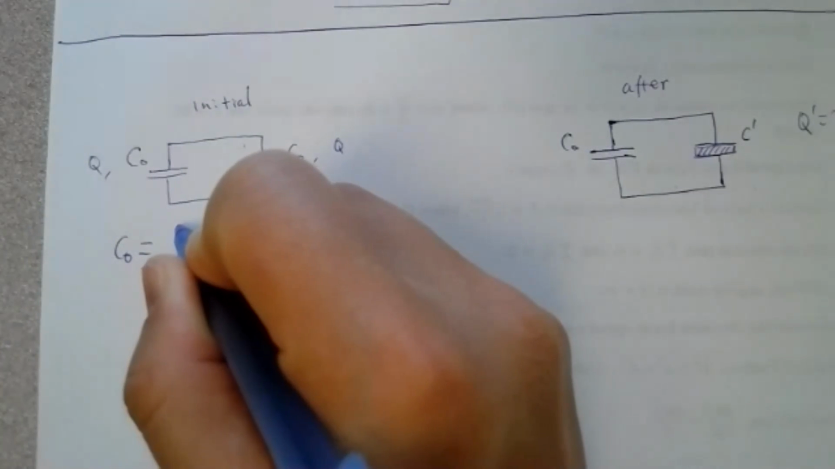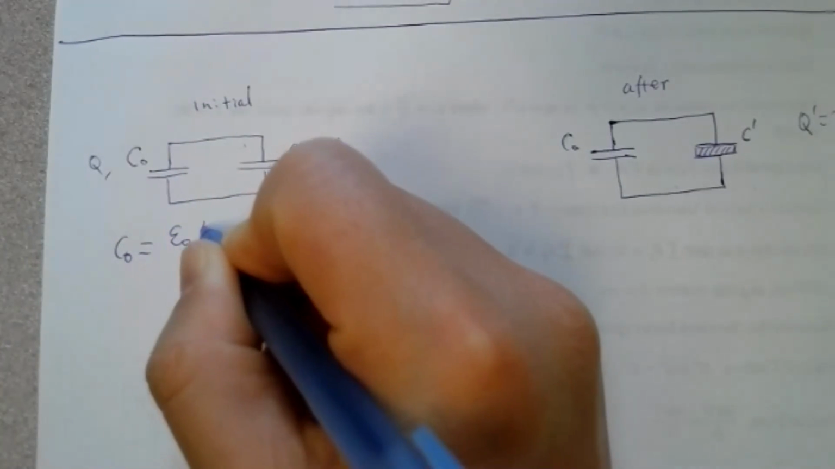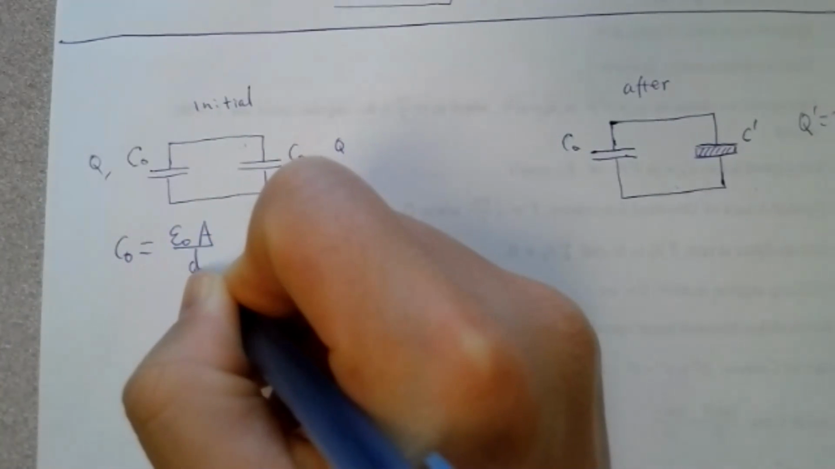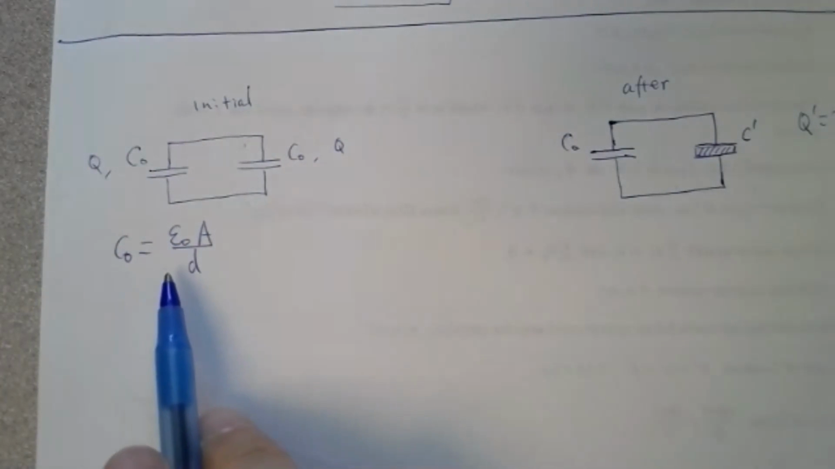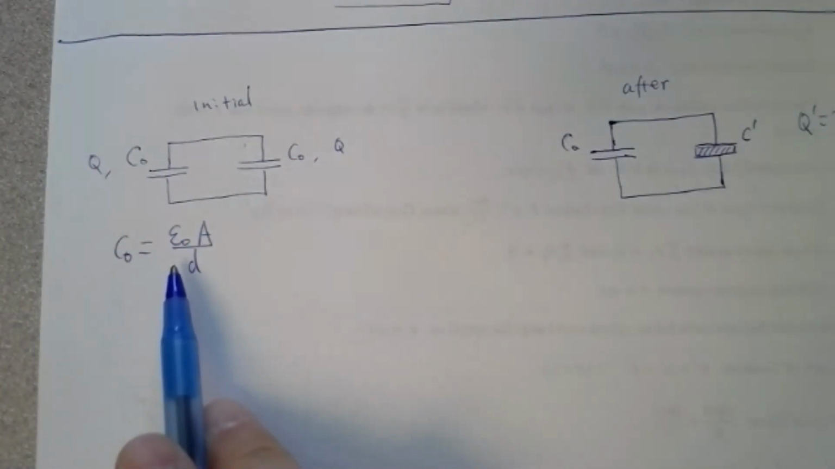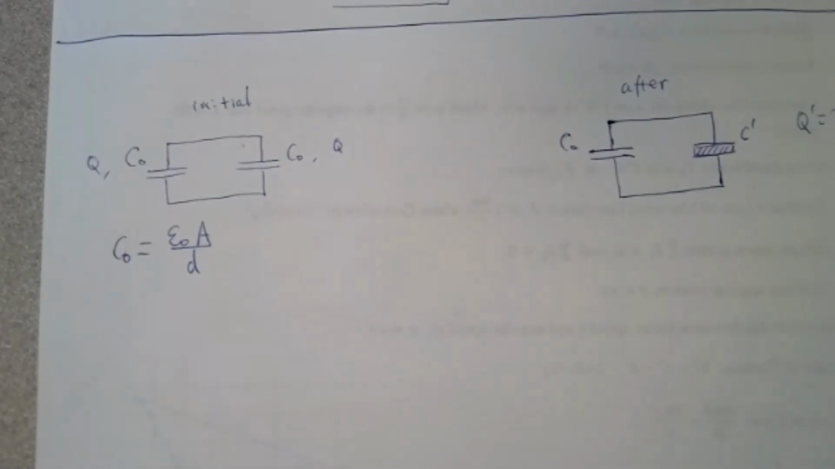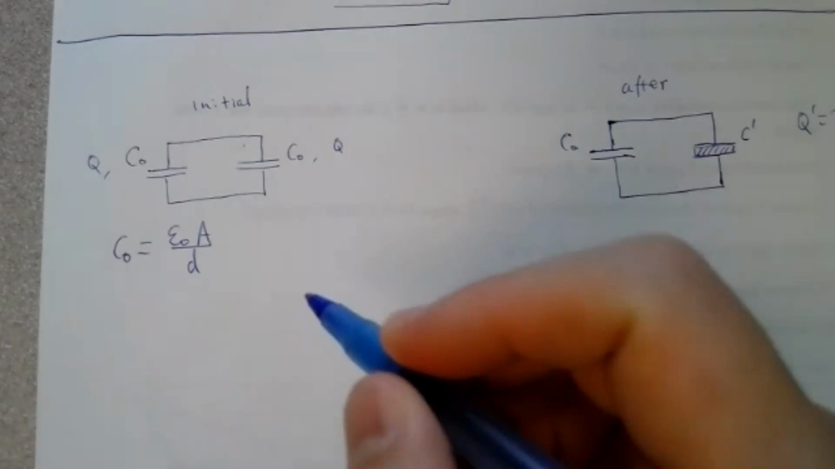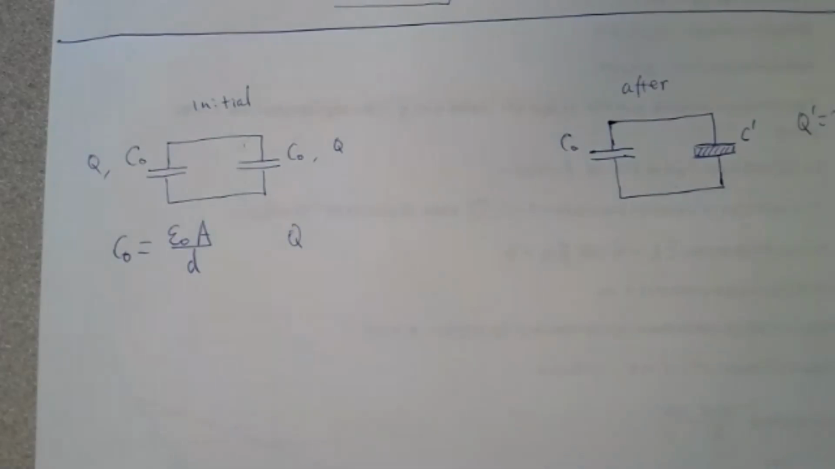So it should be epsilon naught, which is a constant, times area over distance, over separation. This is the capacitance for a parallel plate capacitor without dielectric. So epsilon naught times the area divided by the separation, okay? And then Q is also known, the charge Q.